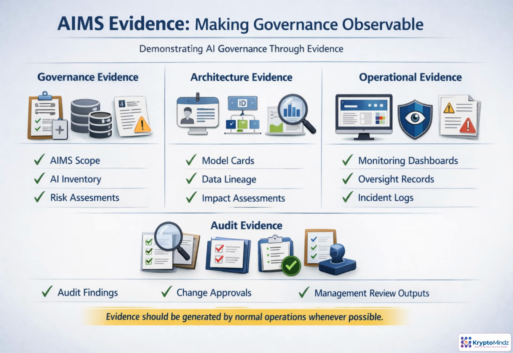Governance becomes operational when it leaves an evidence trail. Policies matter, but auditors need to see scope, inventories, risk and impact assessments, model documentation, data lineage, monitoring, oversight, incidents, changes, audits, and management reviews. The design principle is straightforward. Evidence should be produced by the way the organization normally works. If teams have to reconstruct it before an audit, the AIMS is not yet operationalized.